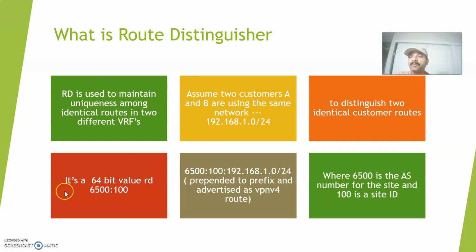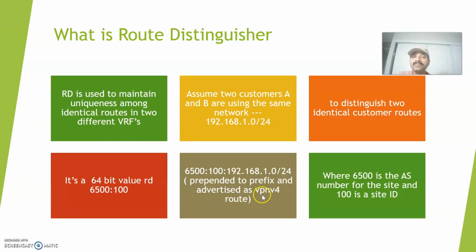It is a 64-bit value. First is an ASN, what we call an autonomous system number, and this is a site ID. So totally it is a 64-bit value, and we use the same format for RT. The route target also uses the same format, only the purpose is different. The route distinguisher is used to distinguish between different customer routes, and it also maintains uniqueness among identical routes in two different VRFs.